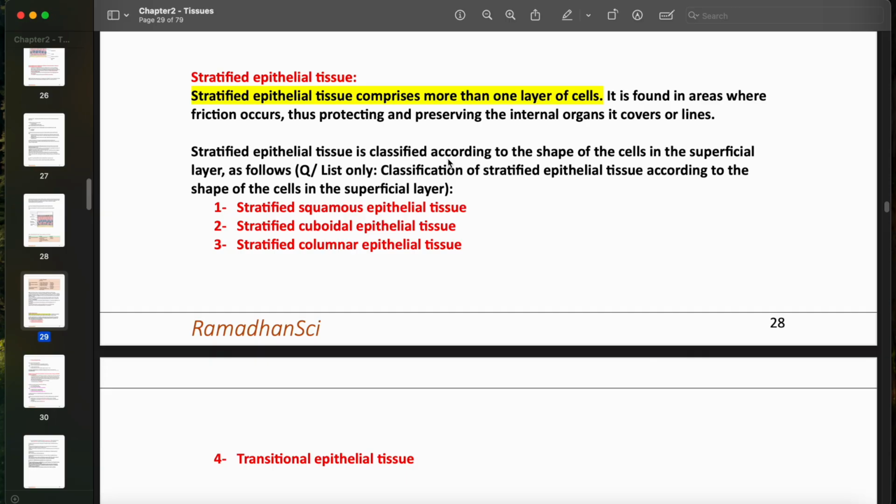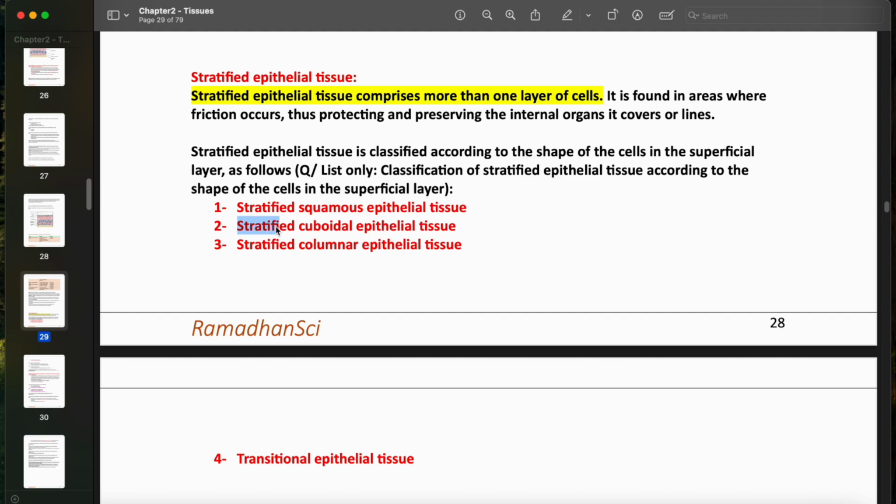Stratified epithelial tissue is classified according to the shape of the cells in the superficial layer. So we classify the stratified epithelial tissues according to the cell shape in the superficial layer or the apical layer. For example, when we have the stratified squamous epithelial tissue, we have multiple layers, but the layer on the surface, or the apical layer, is squamous, meaning flattened cells.